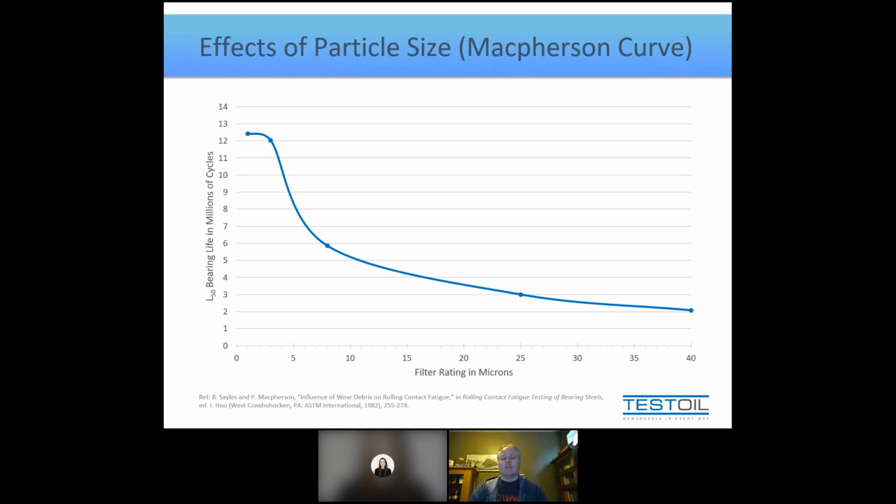And where it gets really interesting is, what if you filter it all the way down to 1 micron? You only get about 400,000 more cycles as the average life of the bearing, and you can see that it doesn't really have that significant of an impact. So it really points out this sweet spot in terms of filtration, that changing the filtration from 40 microns to 25 microns didn't have that much of an effect. In fact, even changing it from 25 microns to 8 microns still did not have that much of an effect.